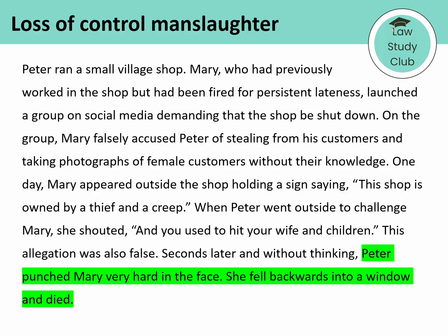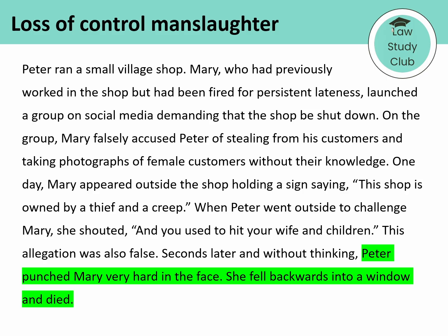So if we start by constructing Peter's liability for murder, and we start with the actus reus. The actus reus of murder is an unlawful killing of a reasonable creature in being and under the King's peace. Now, Peter has clearly killed Mary, so he punches her hard in the face and that causes her to fall backwards into the window and die. So there's no break in the chain of causation, so he has killed her. It's unlawful because it's not in self-defense, and she's a reasonable creature in being and living under the King's peace.